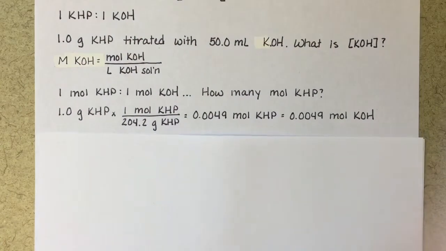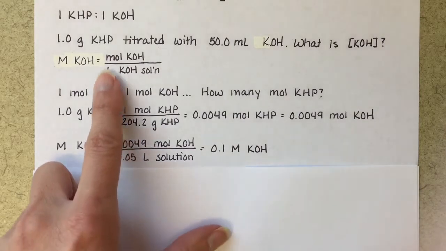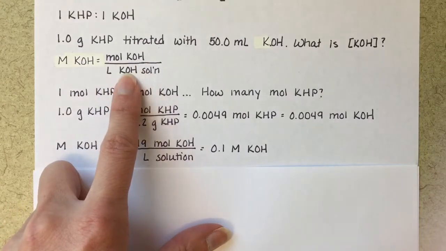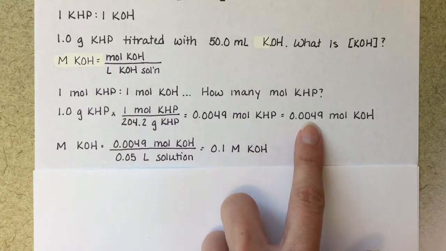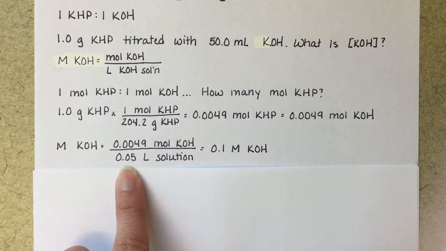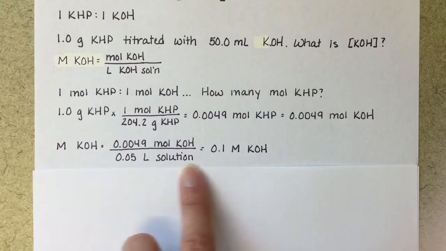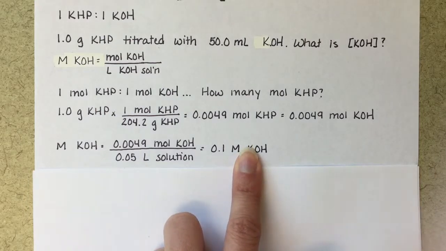So now that we've got that figured out, all that we have to do is plug these numbers into our molarity equation. Remember, it's moles of KOH divided by the volume. So we're going to plug in our 0.0049 moles of KOH and the volume of our solution, 50 milliliters, which is 0.05 liters, and that's it.